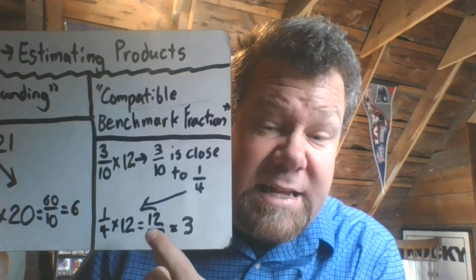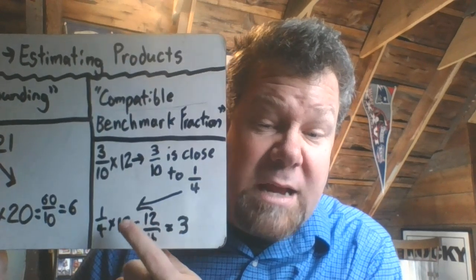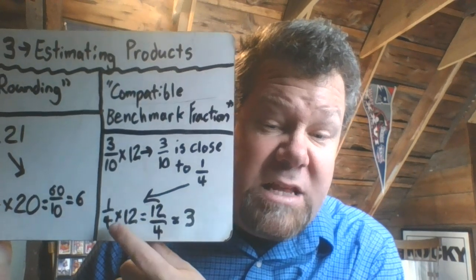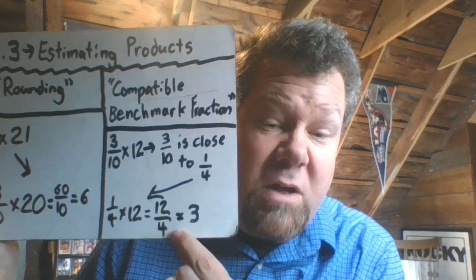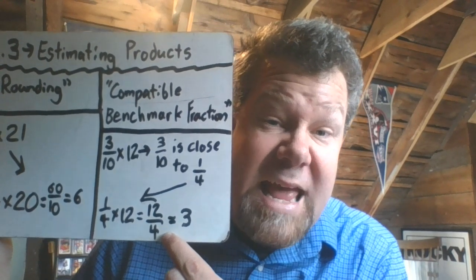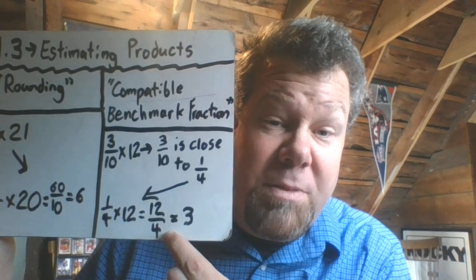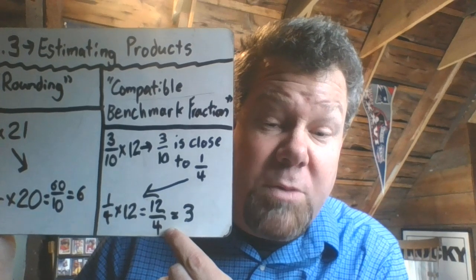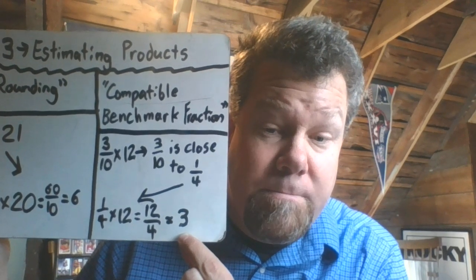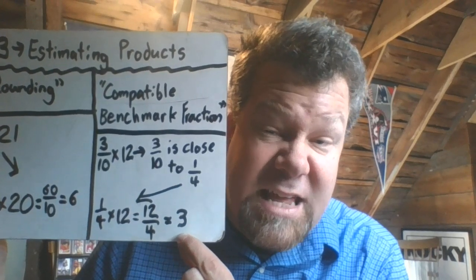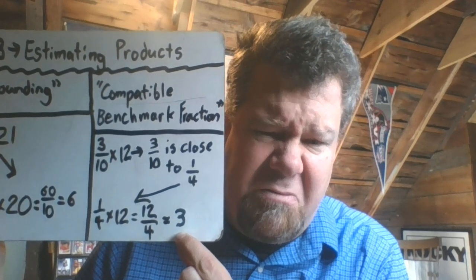Why? Well, look at this. If you multiply 1 times 12, you get 12, right? And then you keep the denominator the same, you have 12/4. Guess what? That's an easy problem to multiply a fraction times a whole number because you get the answer of 3. Now here's the thing with compatible benchmark fractions.